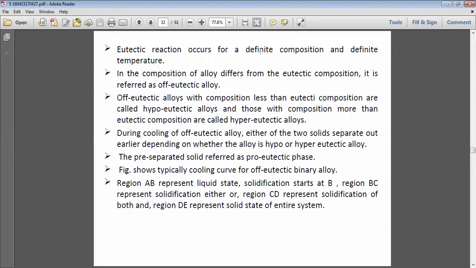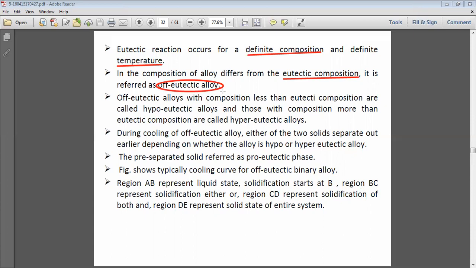It is a reaction that occurs at a definite composition and a definite temperature. If the composition of an alloy differs from the eutectic composition, it is referred to as an off-eutectic alloy. If the composition of the alloy is not the same as that of the eutectic composition, then it is referred to as an off-eutectic alloy.